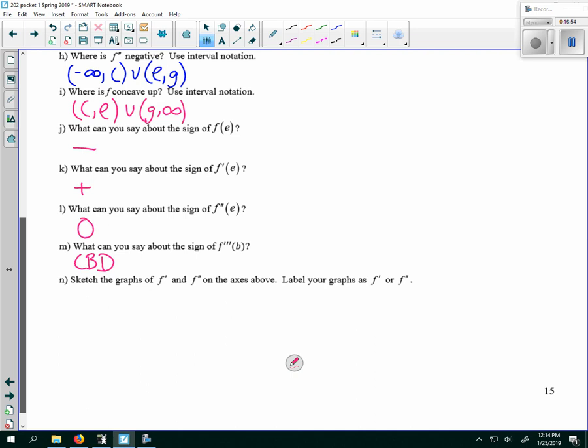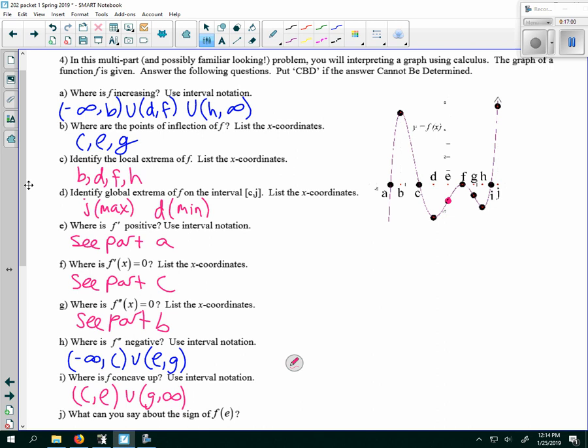To sketch the graphs of f prime and f double prime on the axes above. All right, so to sketch f prime, I am going to first identify the places where f prime is 0. Those are my horizontal tangent lines. So in those locations, I'm going to have zeros for the derivative. So my derivative will be 0 at B, at D, at F, and at H. I think I'm going to use another color here. They're hard to see. B, D, F, and H are zeros.